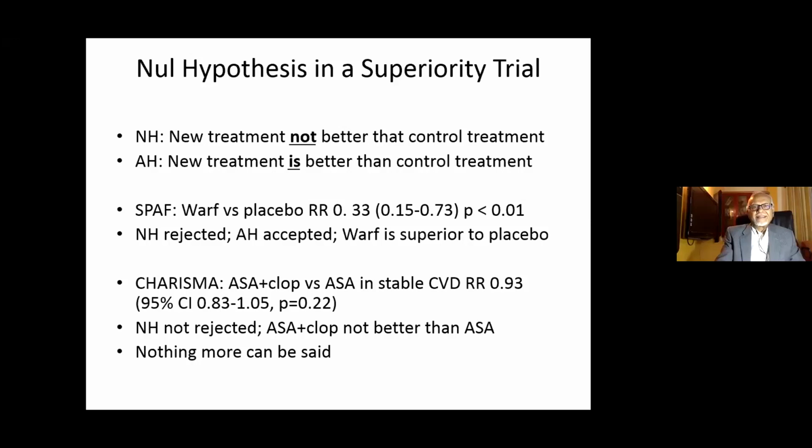But look at the CHARISMA trial, which compared two antiplatelets to aspirin alone in stable coronary artery disease. Here too, the relative risk was reduced by 7%, small, but it was there. But when you look at the confidence intervals, you will see it crosses 1, and the P is more than 0.05. So unfortunately for the CHARISMA investigators, they could not reject the null hypothesis, and all that could be said was that aspirin and clopidogrel are not superior to aspirin alone. They couldn't say anything else. They couldn't say it's as good because they set up a superiority trial. They were not able to reject the null hypothesis, and that was the end of the matter.